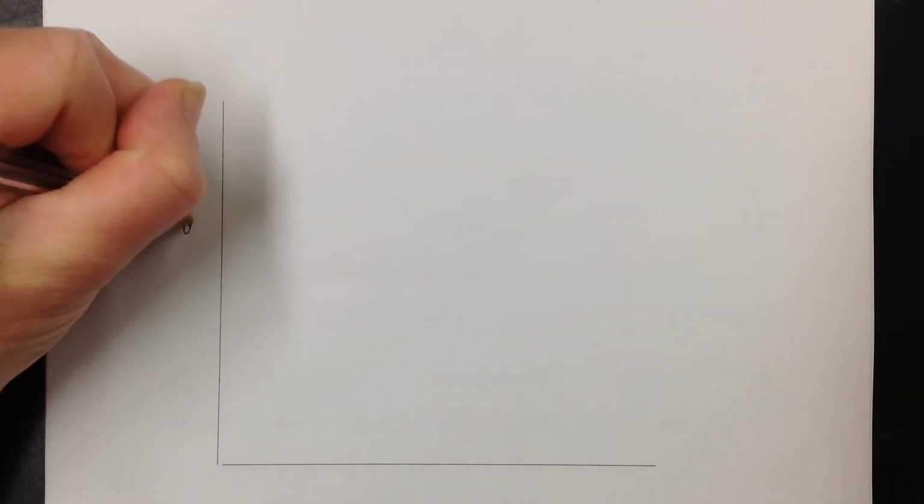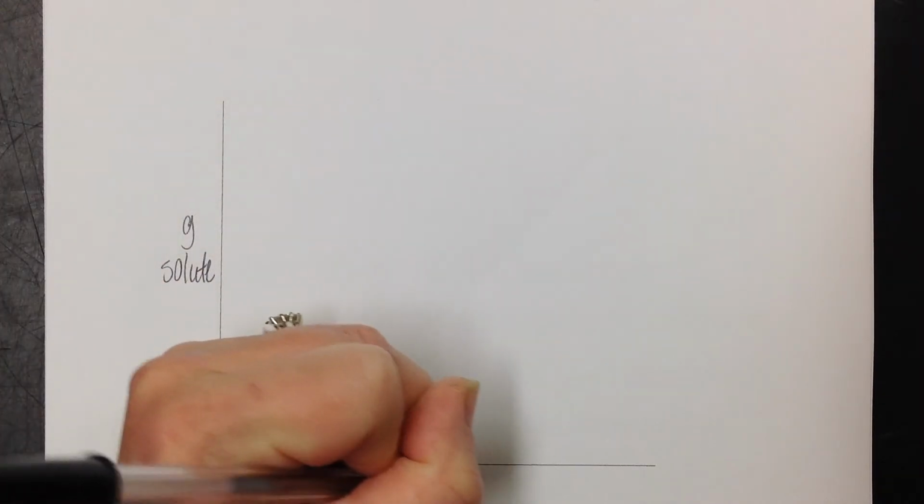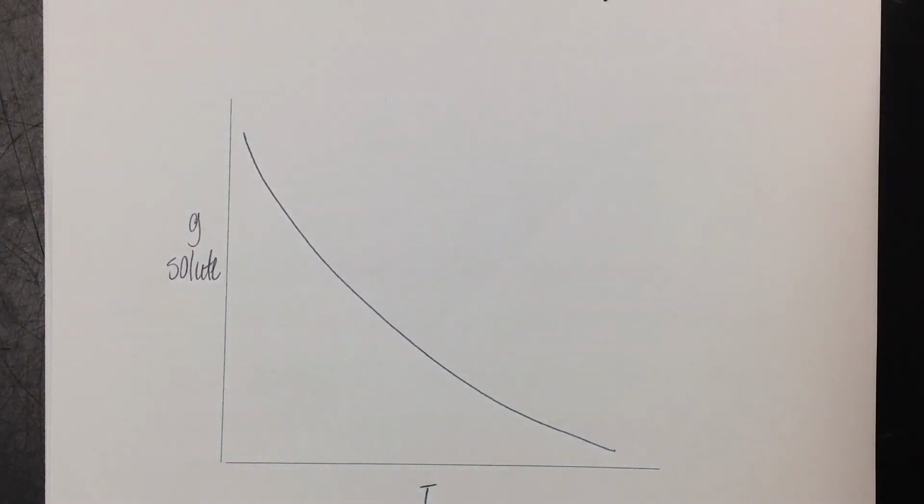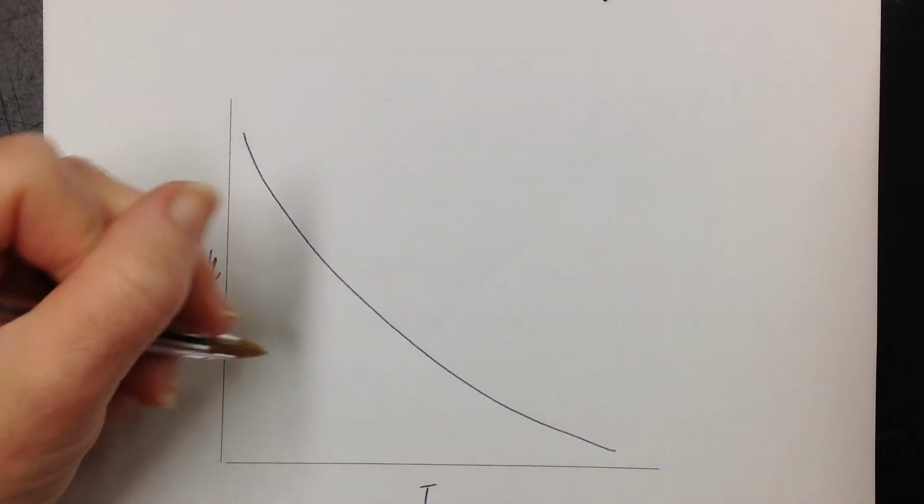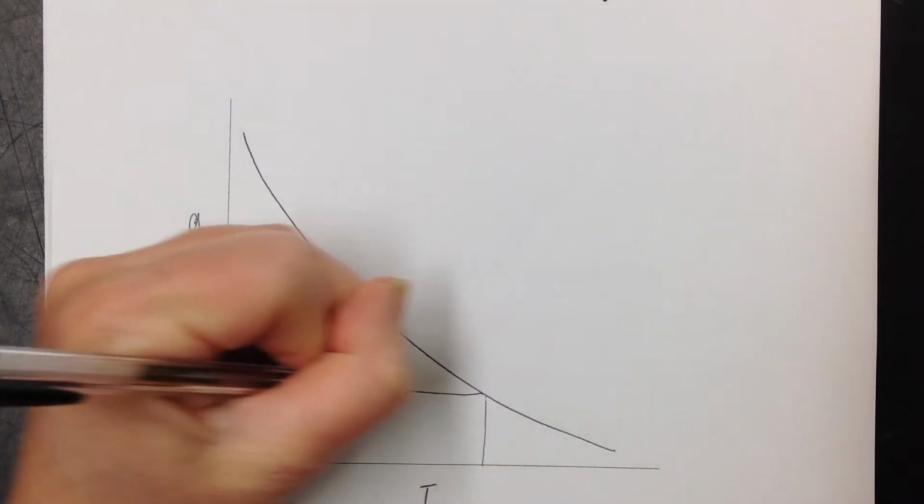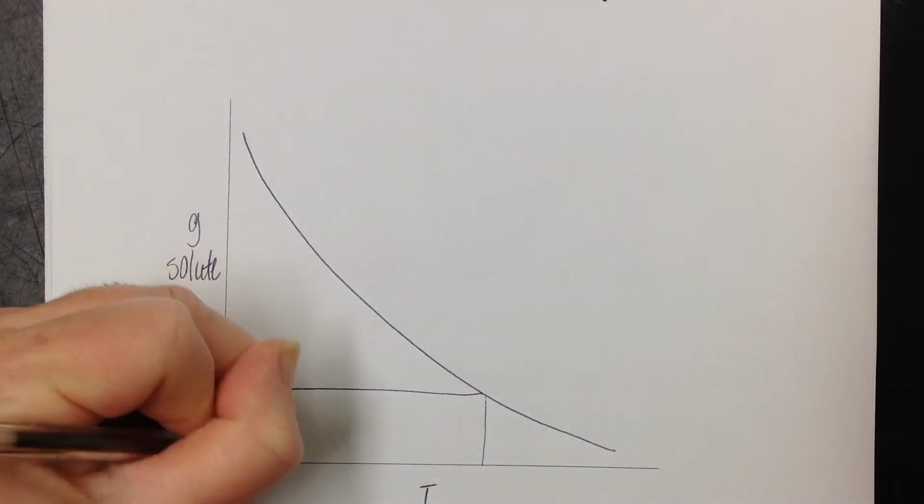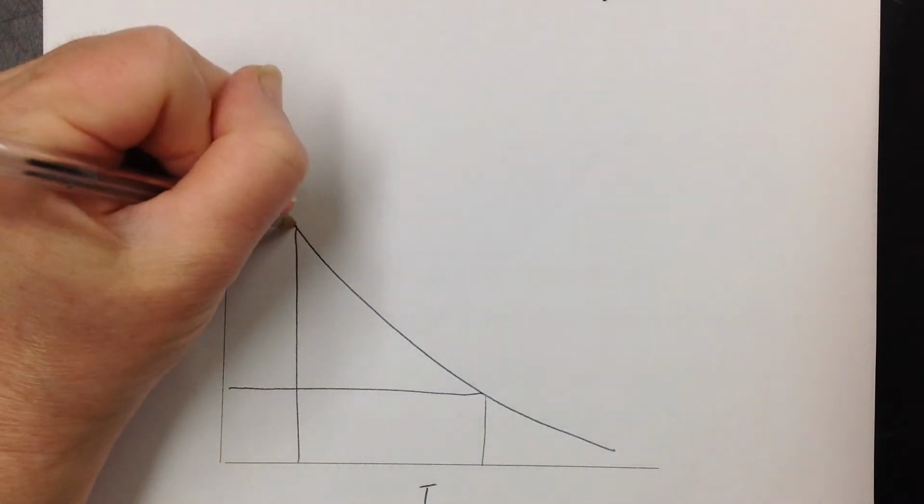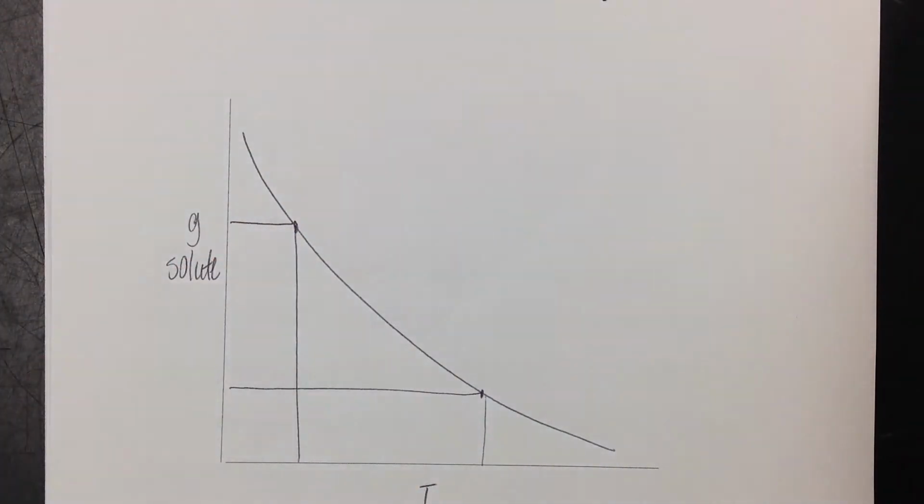Now, the solubility graph for a gas looks something like this. We still have our grams of solute and temperature, but what we see is the curve goes in the opposite direction, because as it gets hotter, we're going to dissolve less. At cooler temperatures, we're going to dissolve more. And again, all of these points on the line make up a saturated solution.